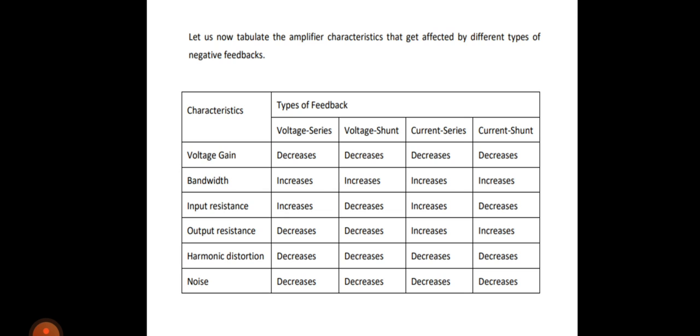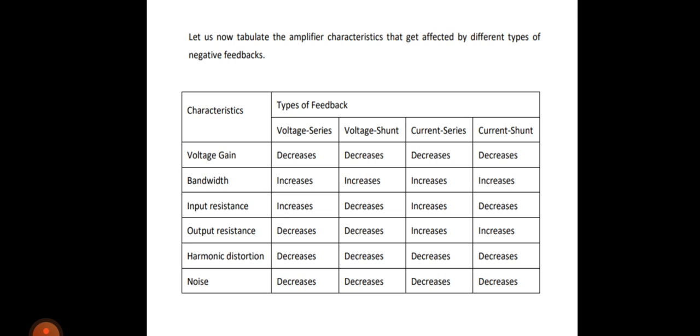Let us now tabulate the amplifier characteristics that get affected by different types of negative feedback. What are the characteristics we will be considering? Voltage gain, bandwidth, input resistance, output resistance, harmonic distortion, noise. We have 4 different types of feedback: voltage series, voltage shunt, current series, current shunt. In voltage series, voltage gain decreases because AVF equals AV divided by 1 plus AV beta, therefore it decreases.